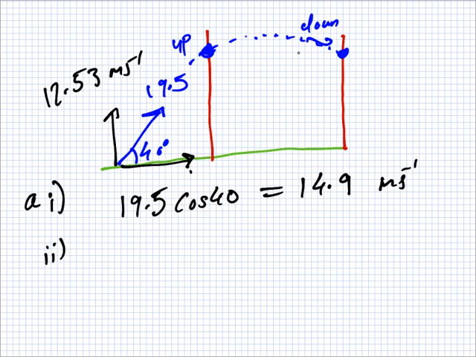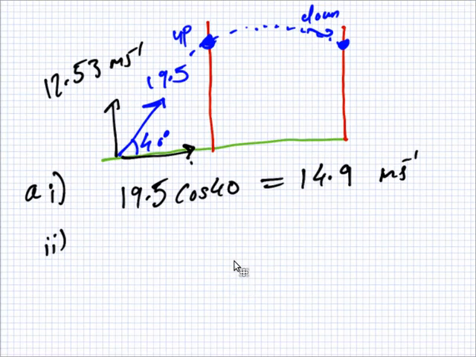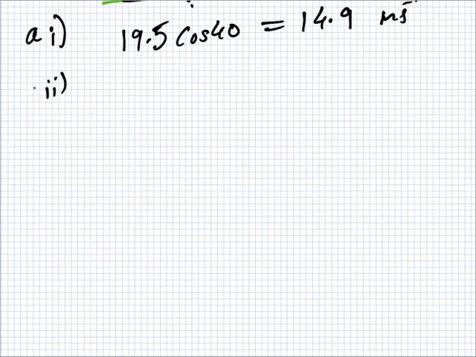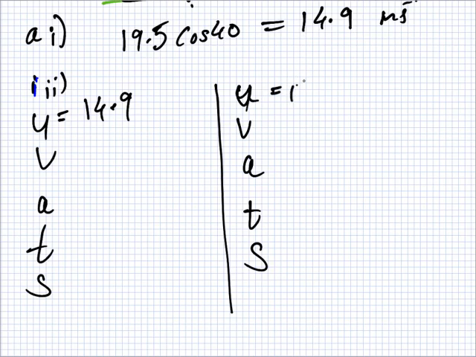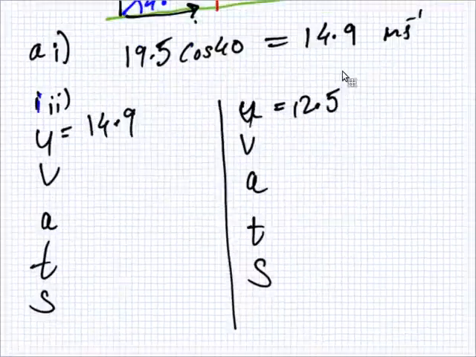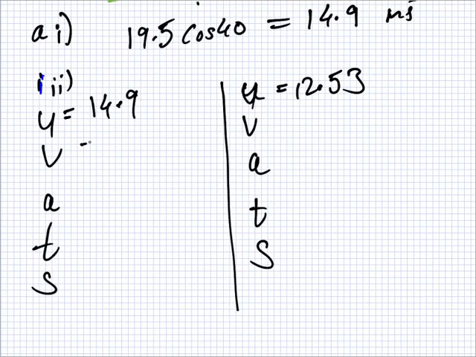Let's see the next part. What are the two possible velocities? The same. Yeah, but let's calculate them. Right, so we'll look at the horizontal and the vertical. So horizontally you have UVAST and vertically you have UVAST. What's the U horizontally? 14.9. And vertically? 12.53, was it? Yeah, okay. The V horizontally and vertically you don't know.